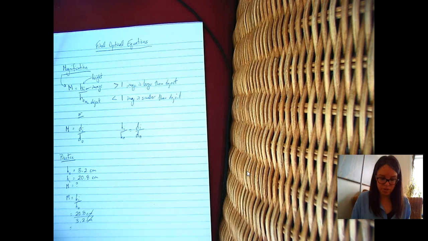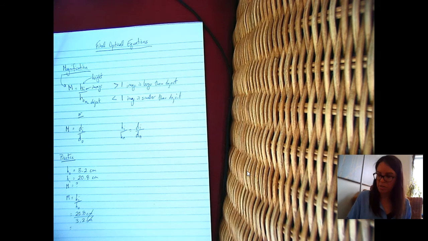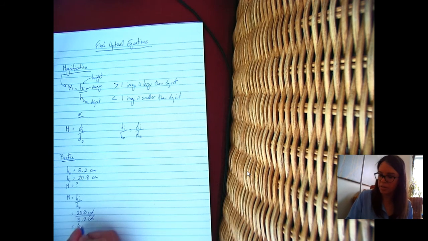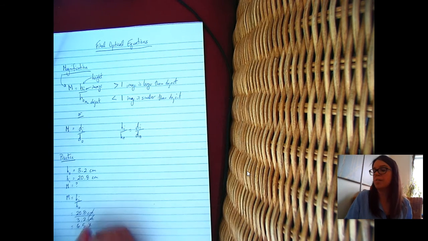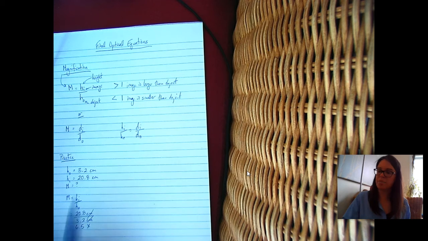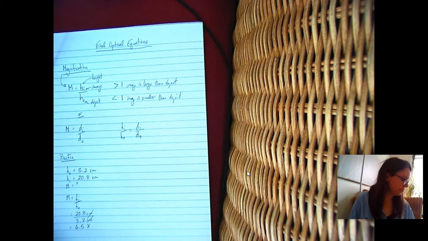And trusty calculator. 6.5. Oh, it came out so nice and round. And so this number is bigger than 1, so it makes sense that I'm saying that that is bigger than what I had to begin with. So the lens magnifies by 6.5 times the size of the original object.